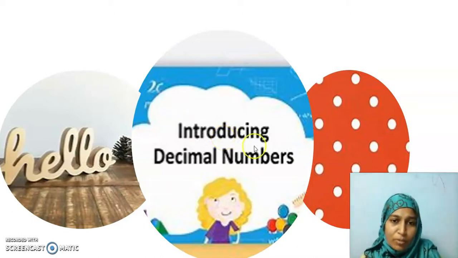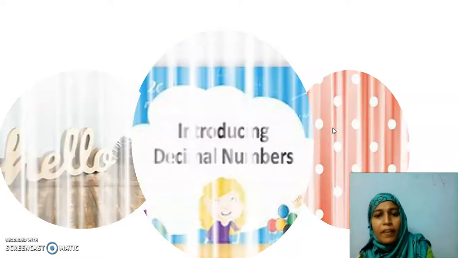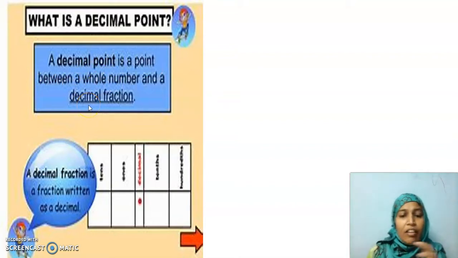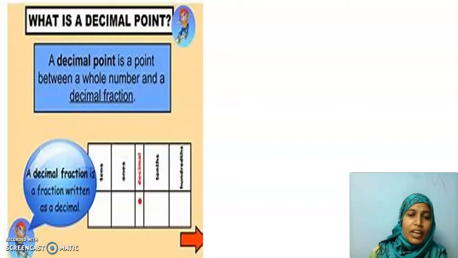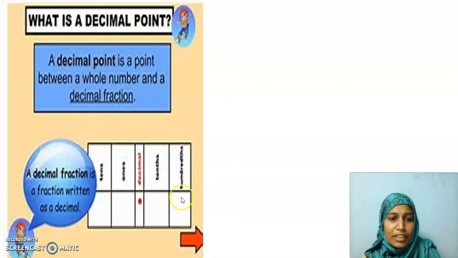Before getting into decimal numbers, we should know what a decimal point is. It's a simple point. Where will it be placed? Very good. A decimal point is a point between a whole number and a decimal fraction. We will have two parts in a decimal number: the whole part and the decimal fraction. In between these two, we place a decimal point like this. Wherever we have a decimal point, that number is called a decimal number.